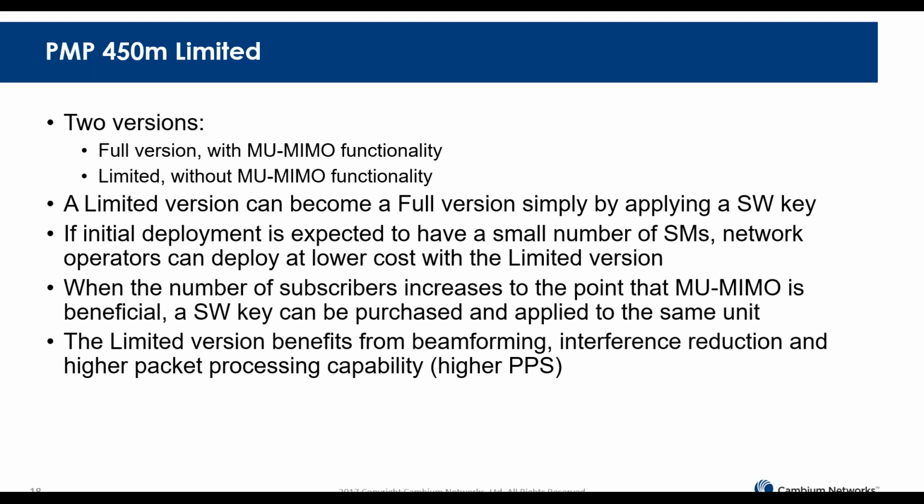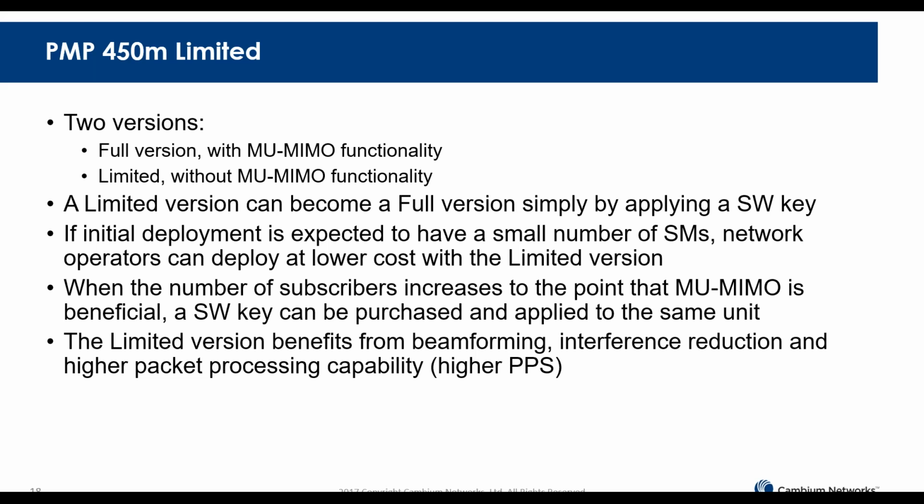But as you add more and more subscribers in the sector, or the subscribers become more active over time, now the access point needs to be able to handle higher traffic. At this point is when the MU-MIMO functionality becomes beneficial, and you can unlock this functionality by applying the software key to the limited version to make this a full version.